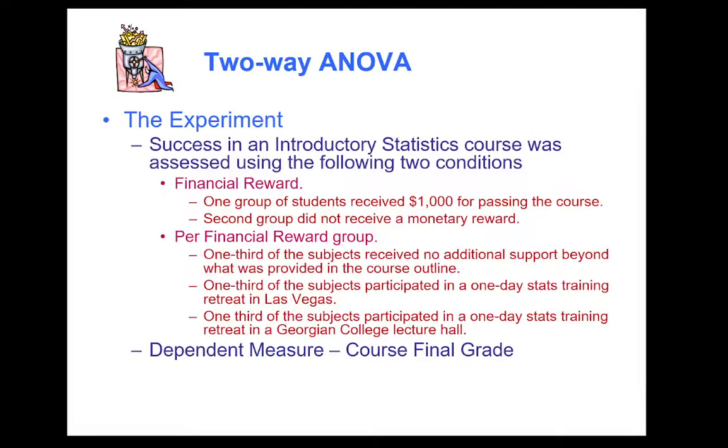So every group I've talked about is a separate, distinct group of students. My dependent measure: I go through this study, and I take my students and assign them into the respective groups that make up the study. And then once we're done the course, my dependent measure is their final course grade. Okay, so that's my design.